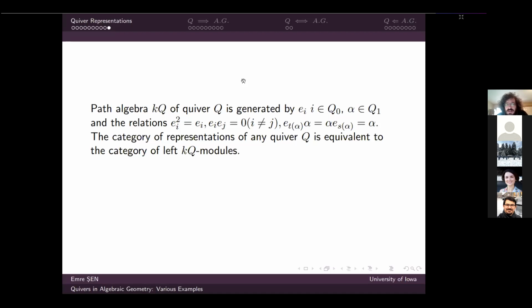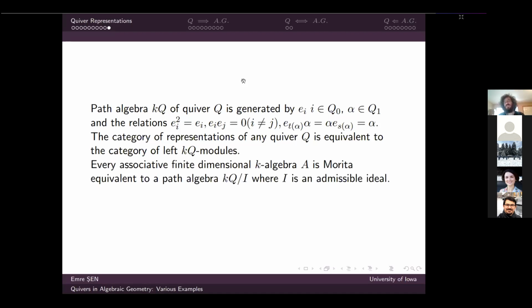And why are these path algebras important? It turns out that every finite dimensional K algebra is Morita equivalent to some path algebra modulo ideal, right? So we can also form this ideal. We can put relations to the paths, and then we can mod out. So it turns out that this should be a result of Gabriel, but I'm not that sure. So that's why quivers are important in algebra, and this is the one reason.